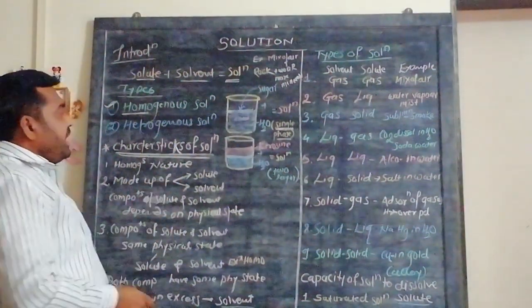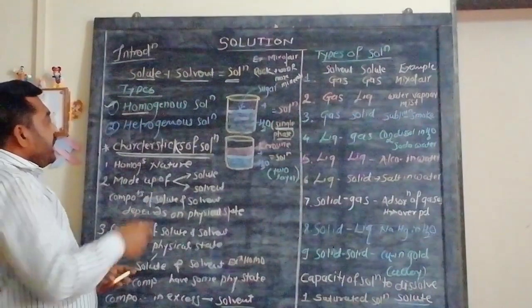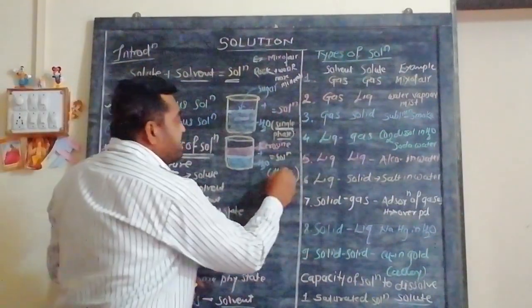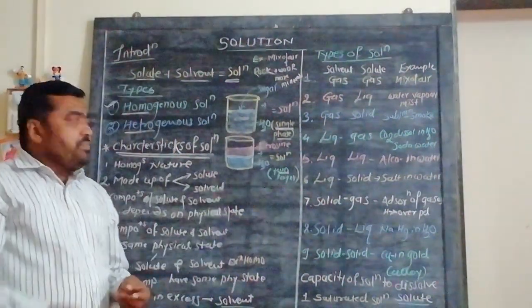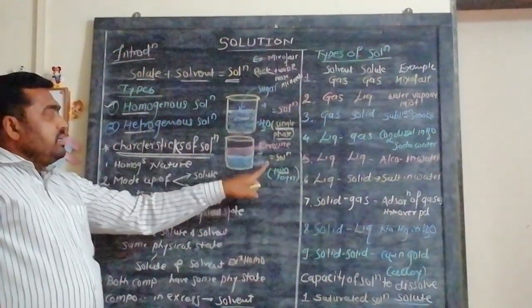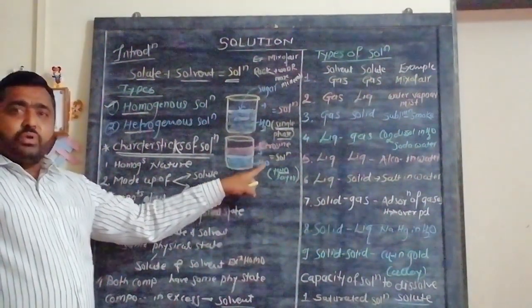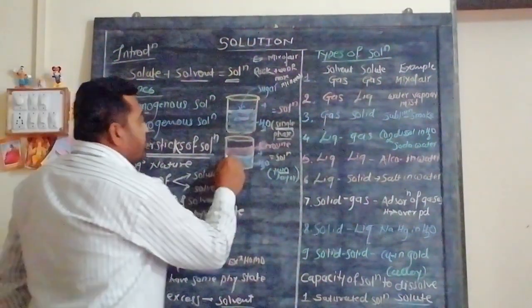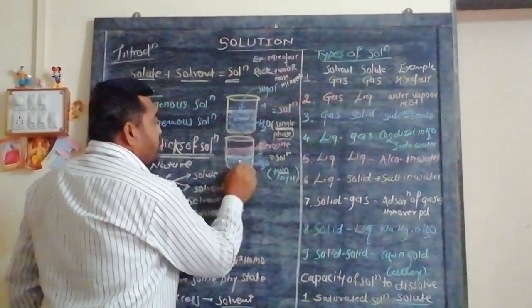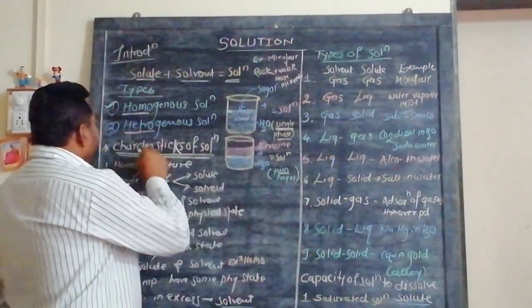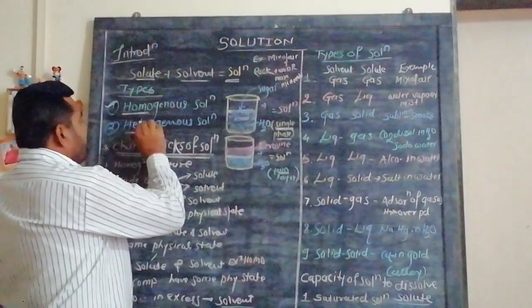The other one is the heterogeneous solution. Hetero means two phases, two layers. Kerosene mixed with water gives a double-layer or two-layer solution. This is called a heterogeneous type of solution.